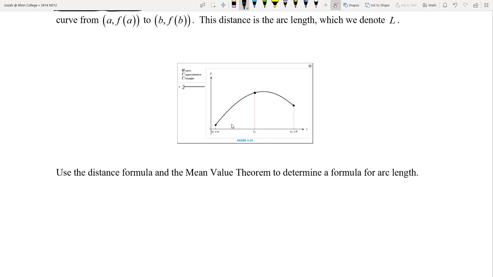So I'll first mark off the points that are on the curve at each of these partitioning points. And we're going to be approximating the length. So we'll get an idea of what we're approximating here, just the distance from one point to another. Right? If we want to find the distance from this point to this one up here, we'd use the distance formula. And the distance formula uses this right triangle here. And so to find the next point, we would use this triangle here.